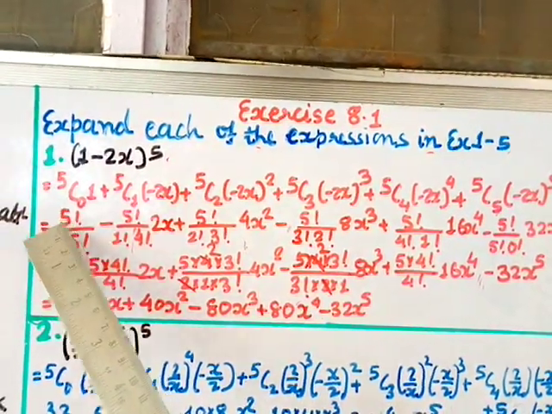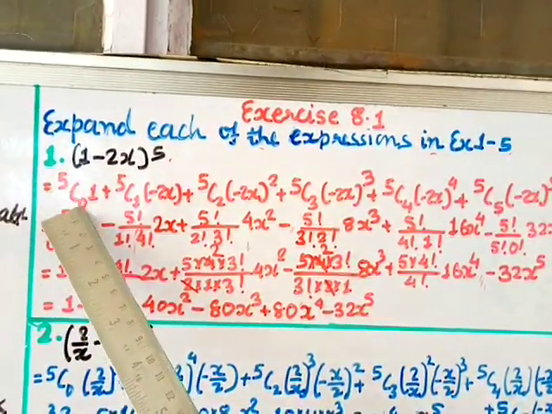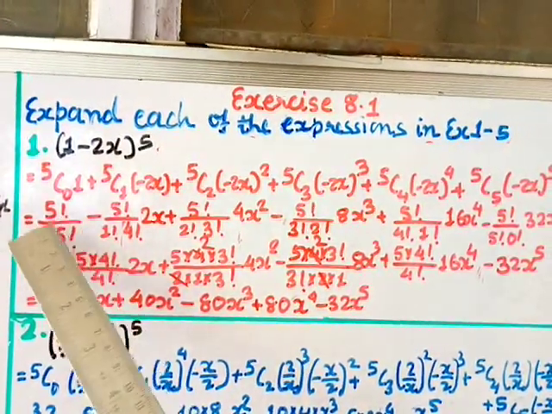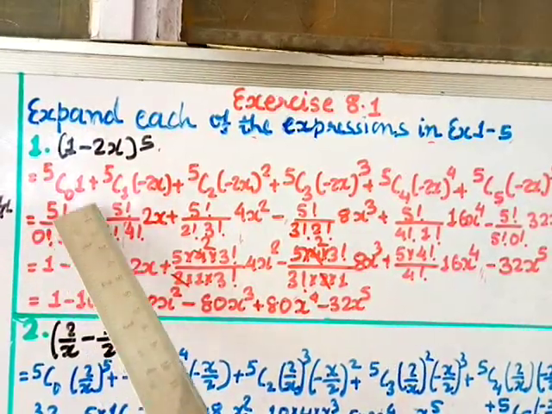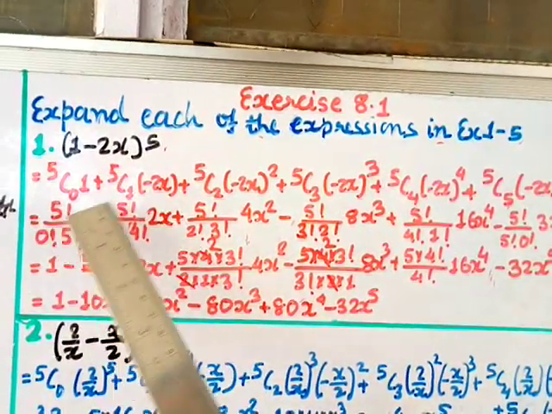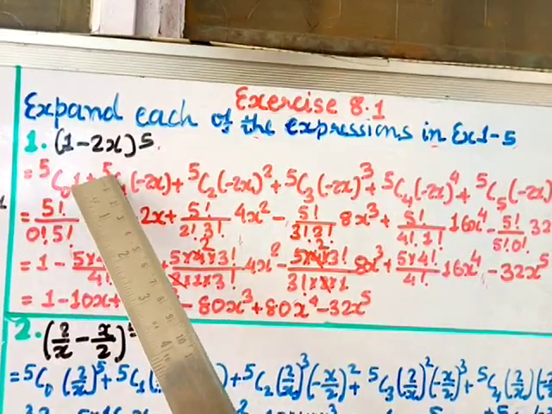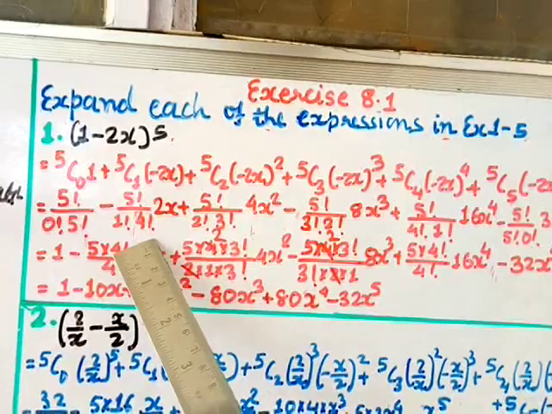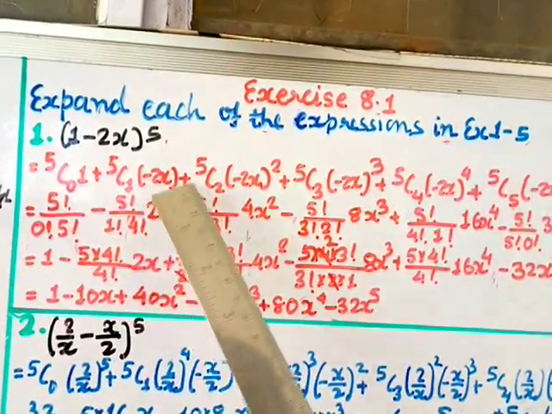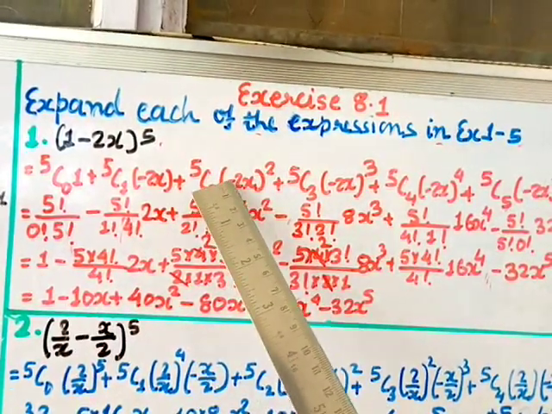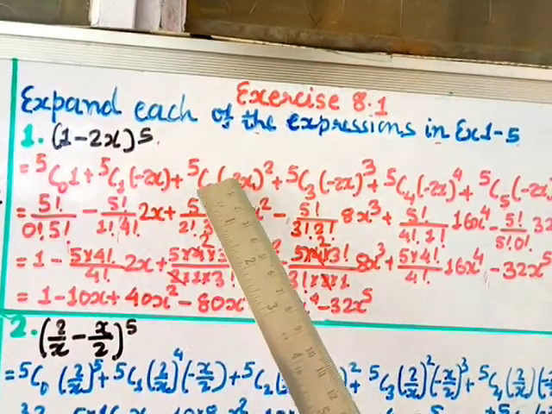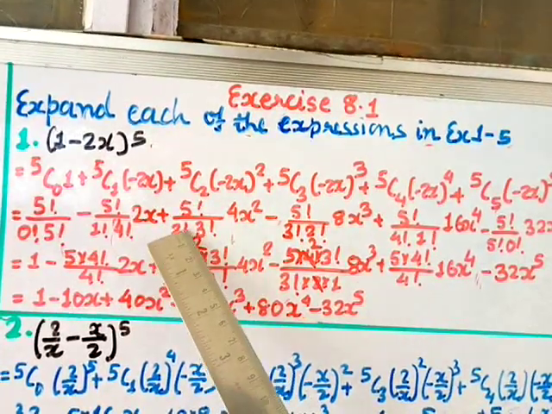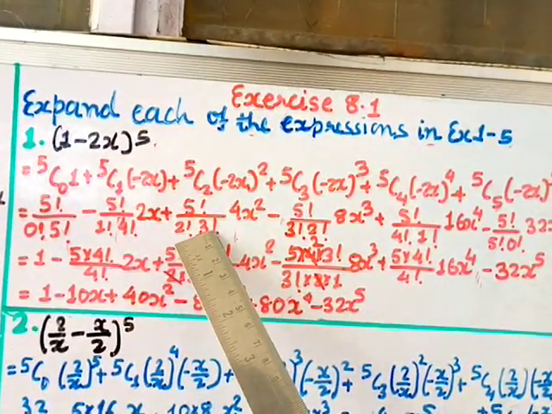So here 5 factorial divided by 0 factorial into 5 minus 0, that is 5 factorial. And here 1 is there, that 1 is 1, so I am not writing here. Minus 2x, so minus will take out. Here 5C1 can be written as 5 factorial divided by 1 factorial into 5 minus 1, that is 4 factorial. Here remains 2x. Plus this minus 2 power 2, that means this negative power will become plus, and 2 power 2 will be 4 and x square. 5 factorial divided by 2 factorial into 5 minus 2, that is 3 factorial.